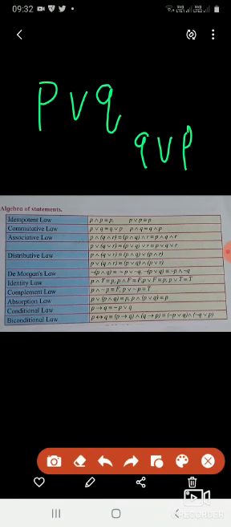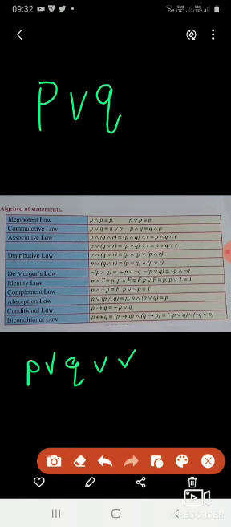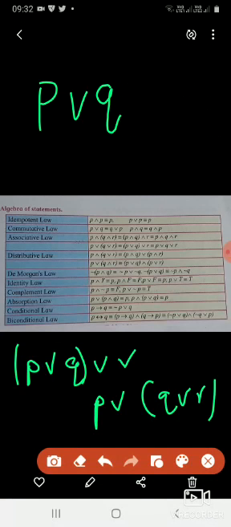Now, associative law. What is this associative law? Suppose P or Q or R is given. It can be written as P or (Q or R) also. Otherwise, you can write it as (P or Q) or R. This also you can write. All the three are same. These are simple adjustments we are doing, called associative law.